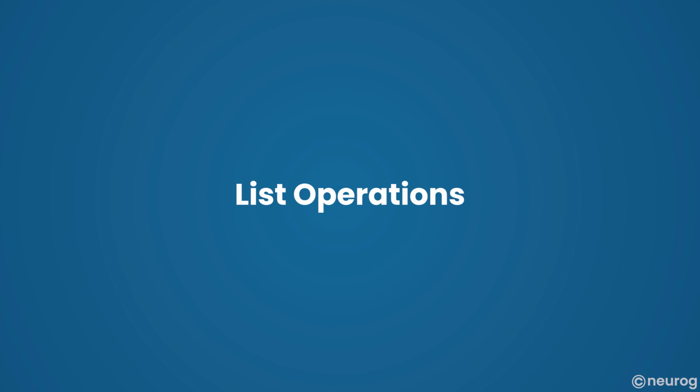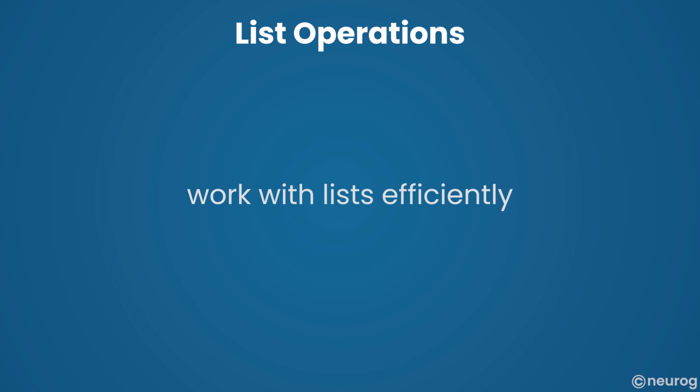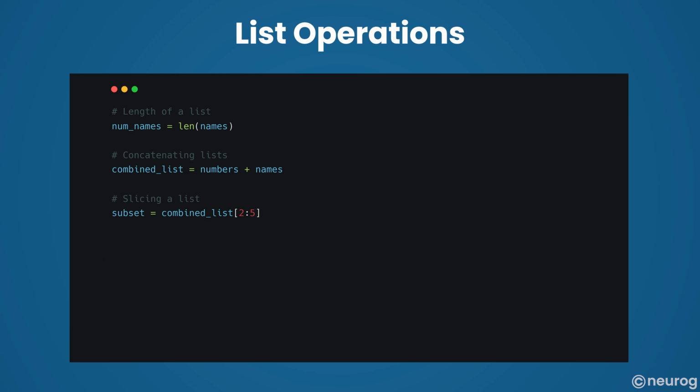Python offers various operations to work with lists efficiently. Let's explore some useful list operations. In this example, we calculate the length of a list, concatenate lists, and create a subset using slicing.